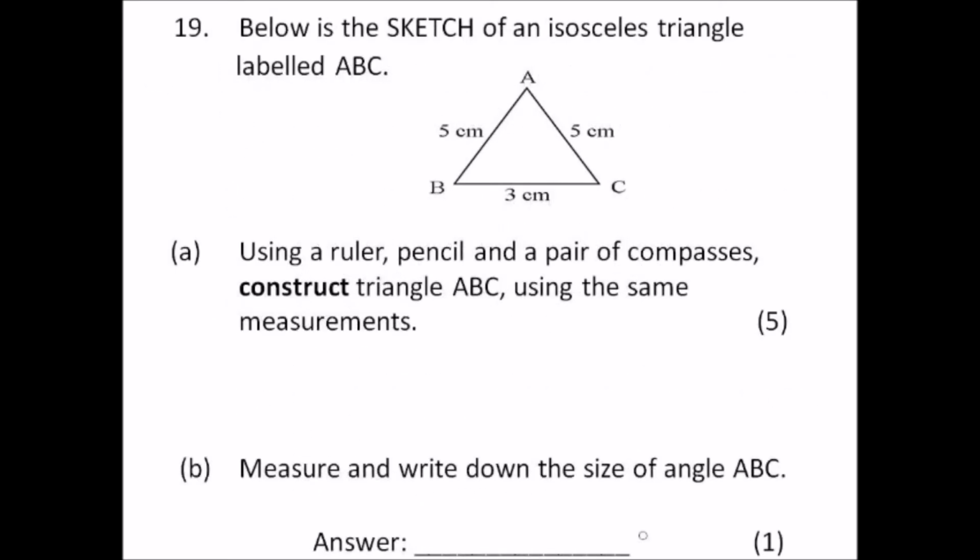Below is a sketch of an isosceles triangle labeled ABC. Using a ruler, pencil, and a pair of compasses, construct triangle ABC using the same measurements. 5 big marks. B, measure and write down the size of angle ABC. So use your protractor, measure, then write down the size of angle ABC after you've done your construction. So that isosceles triangle is 5 centimeters by 5 centimeters by 3 centimeters. Go ahead, get it done. Construct the triangle. Then measure the angle ABC using your protractor to see what it is.